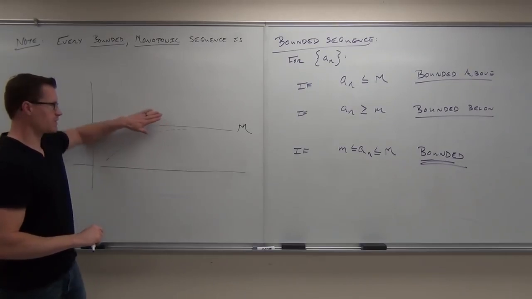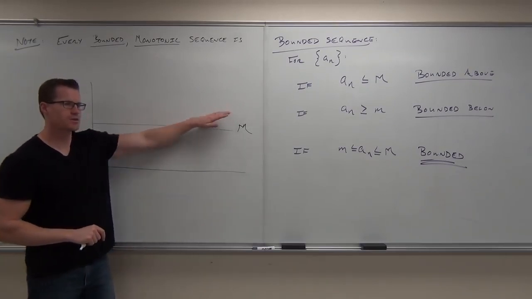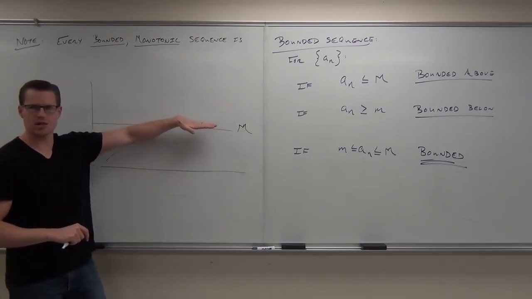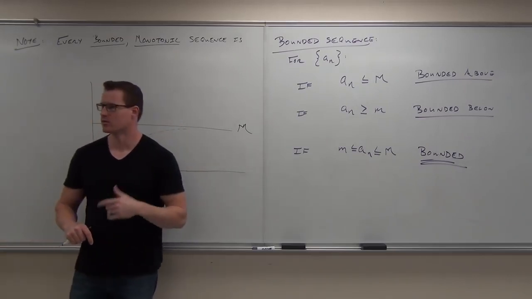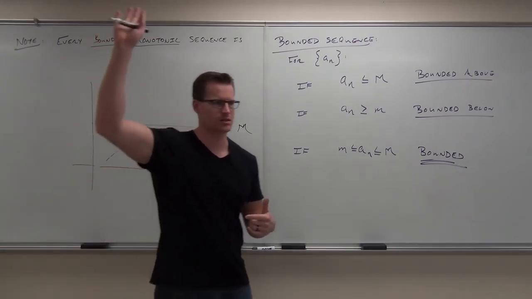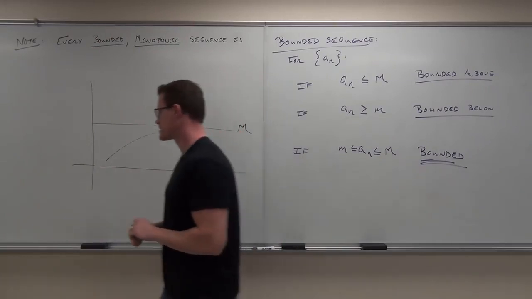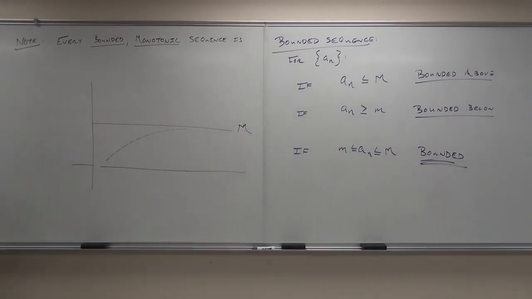As soon as you know it's increasing, if there was no bound, we couldn't say anything about it. But as soon as we say it's monotonically increasing and there's an upper bound, it has to go to that number, big M. Show of hands if that makes sense to you. That's all I'm trying to say here. So that's the idea behind putting this together.